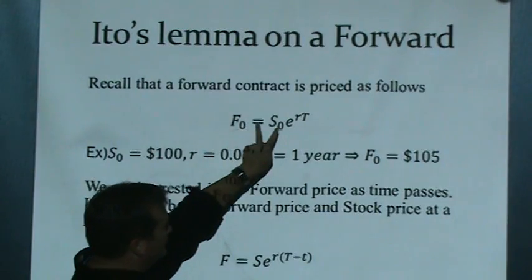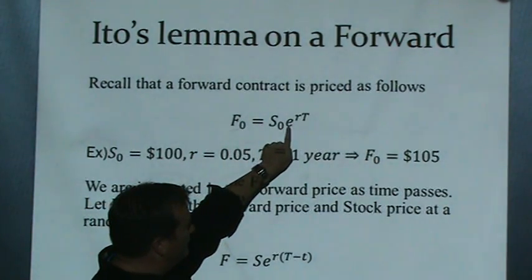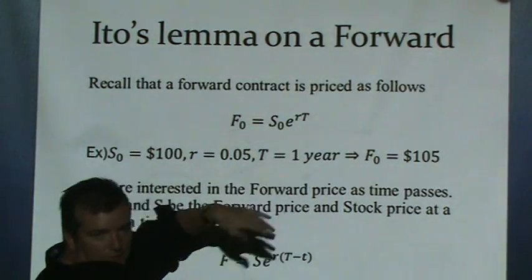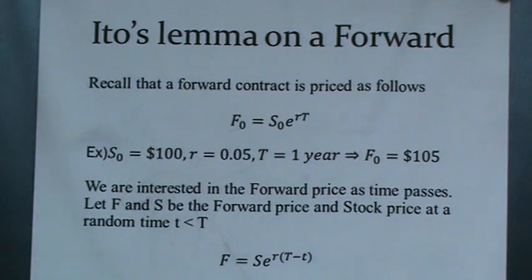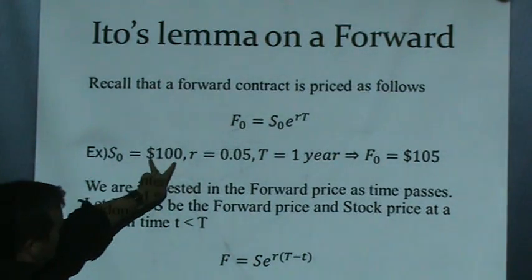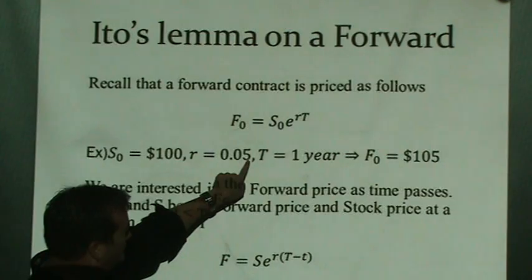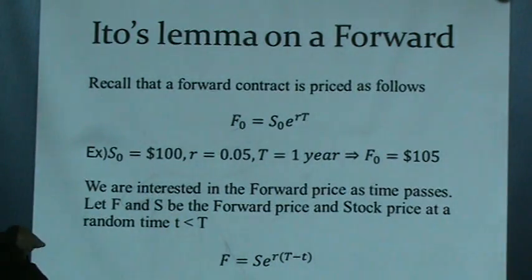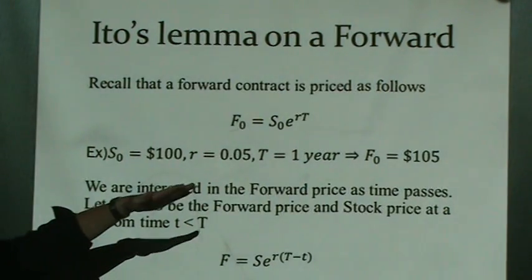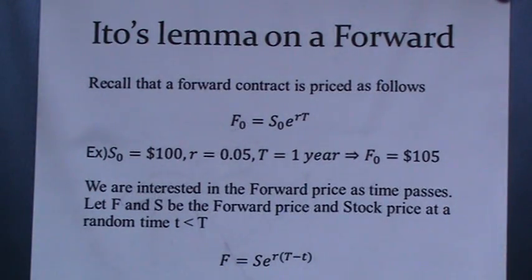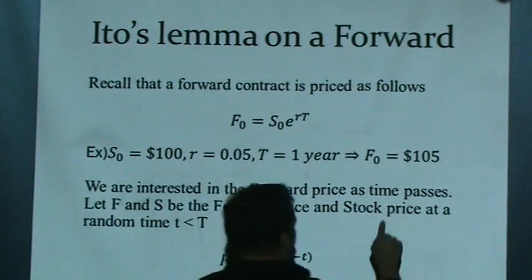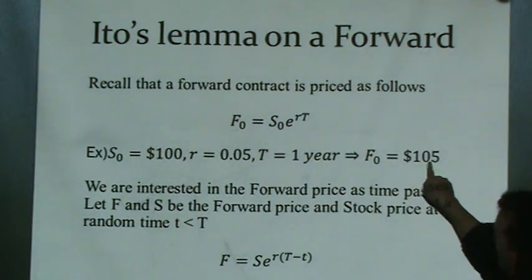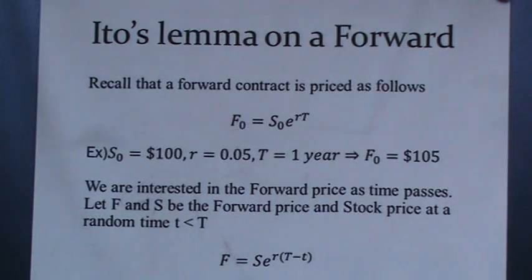The forward price is equal to the stock price times interest. We would add interest to the price. So for example, if the stock price is currently $100 and the interest rate is 5% and time equals 1 year, what should those two people agree that the forward price should be 1 year from today? That would be $105, right? We remember this from forwards. So the forward price would be 105 as of today.